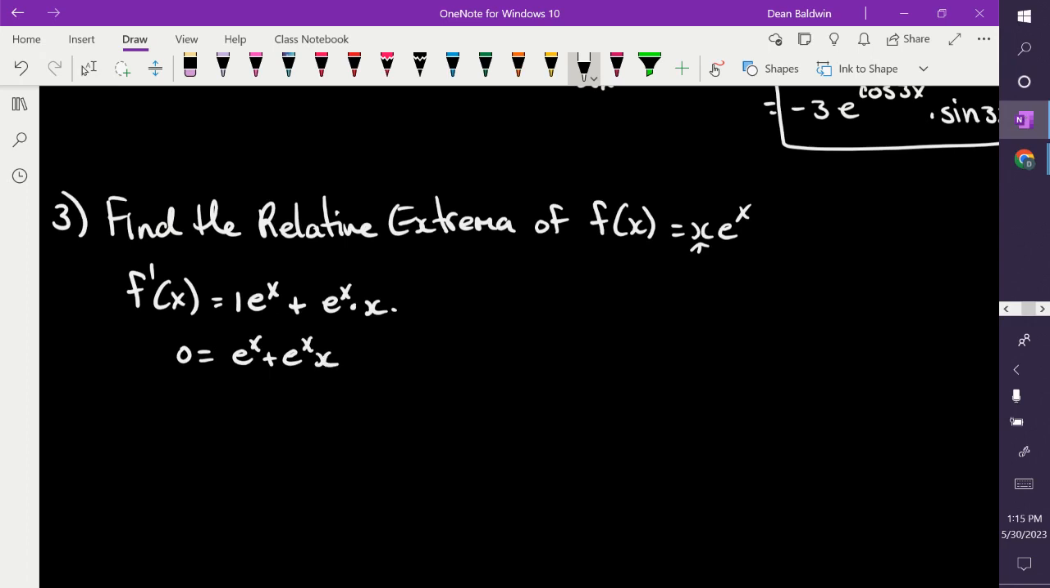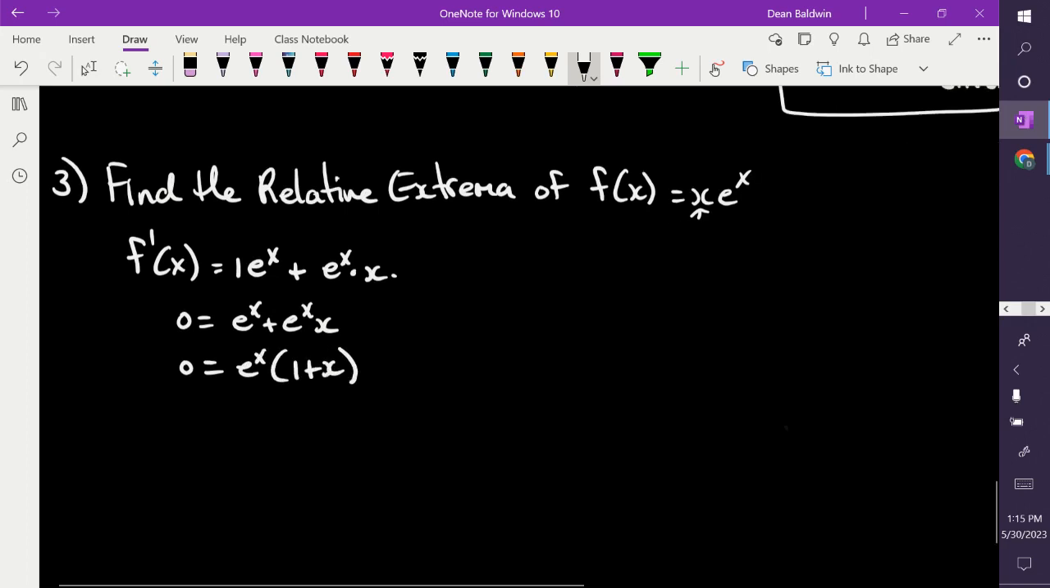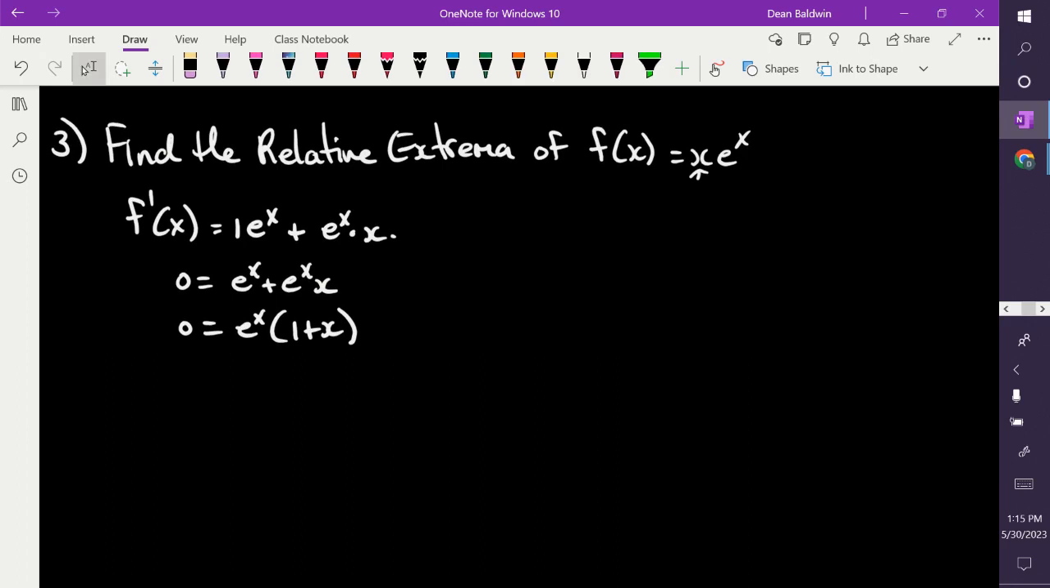Can I factor anything out? What can I take out? e to the x can come out. You get 1 plus x. So will e to the x ever be 0? No, it can't be 0. Therefore, x is equal to -1. That's your only critical number.